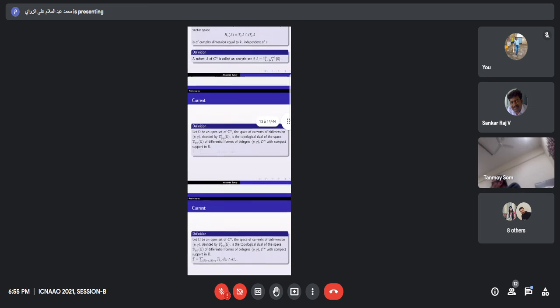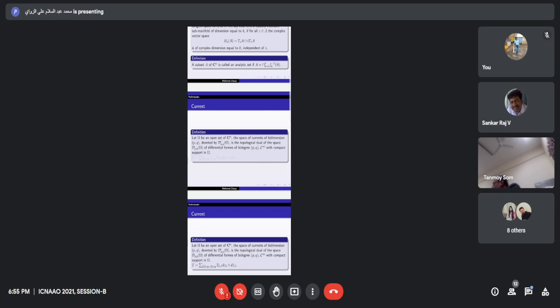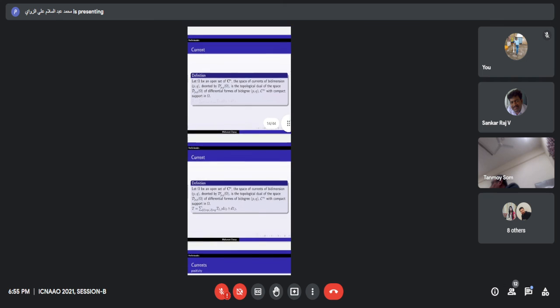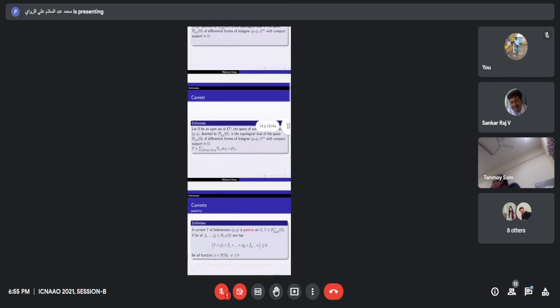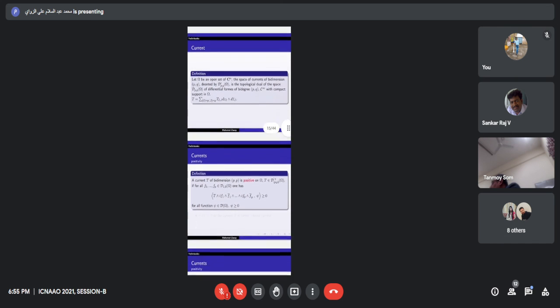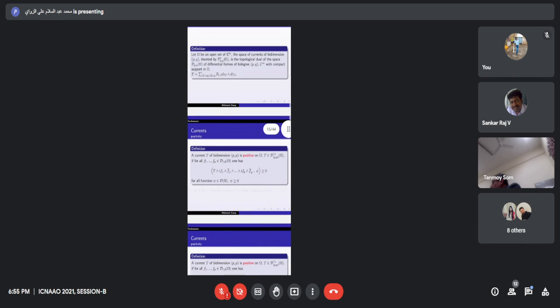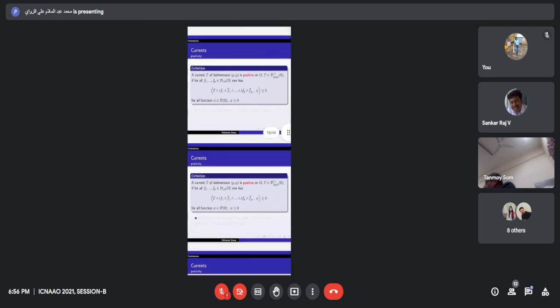Now we give the definition of current. The space of currents of dimension (p,q) is exactly the topological dual of the space of differential forms over C^n which are smooth and with compact support. So a current can canonically be written as this, where T_ij here are distributions. If we take T a current of bidimension (p,p), T is said to be positive if all this is positive for every test function.